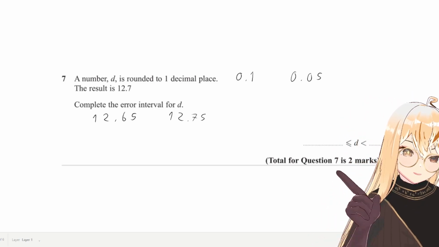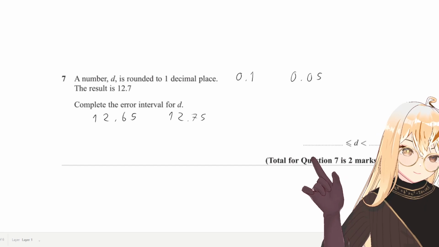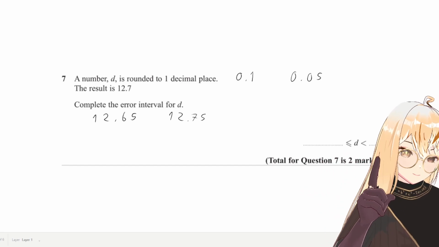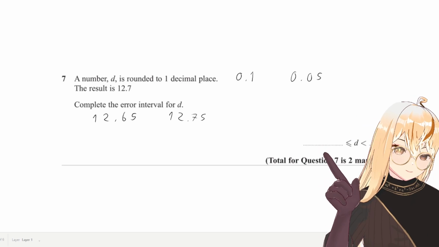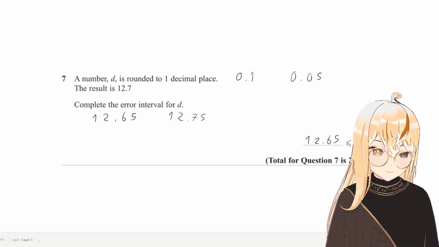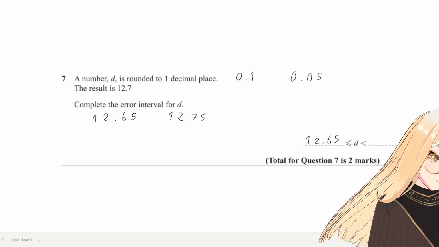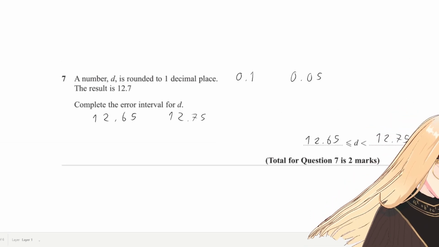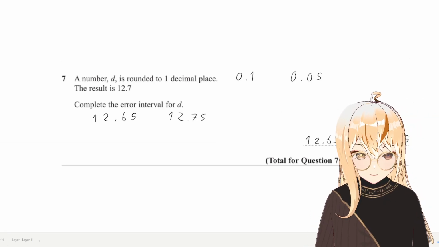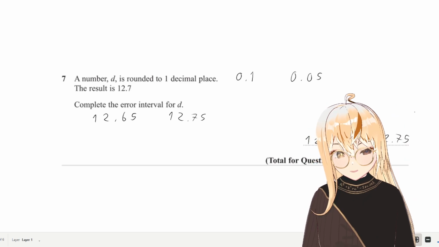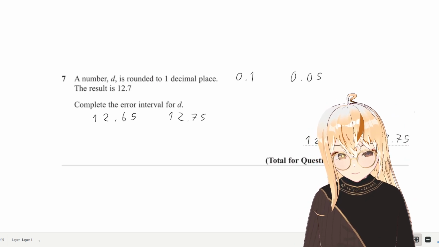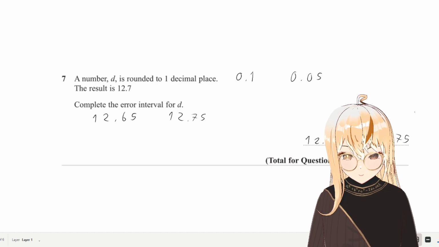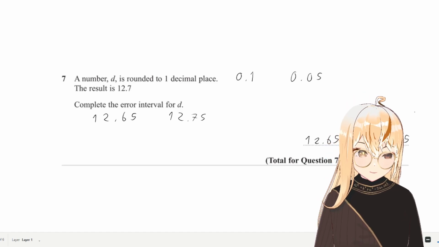But you'll see here that it says the number on the left should be less than or equal to d, and the number on the right is going to be greater than d. 12.65 should go here, and then 12.75 should go here. Like so. That basically means that anything that's less than 12.75 and greater than or equal to 12.65 will round to d, to one decimal place.